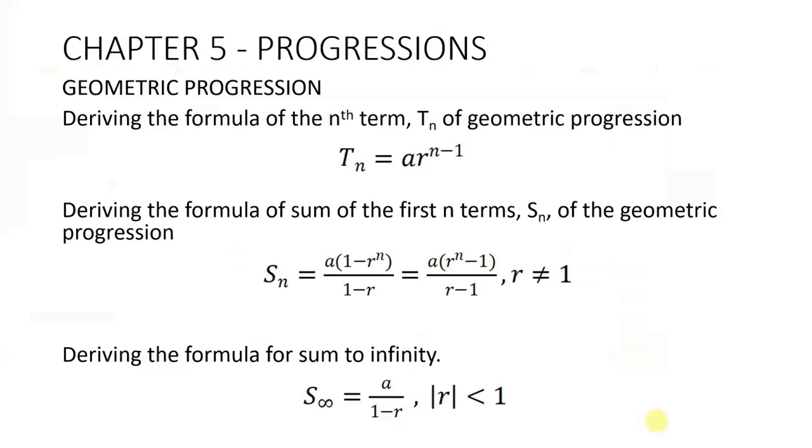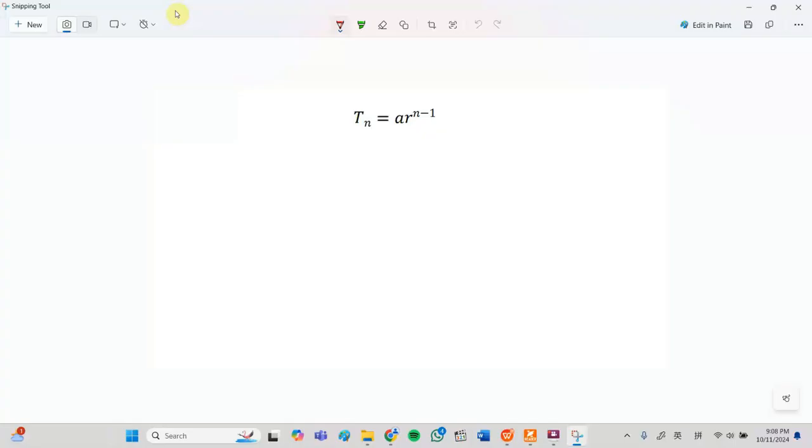Now, after we've done with arithmetic progressions, we have 3 more formulas from geometric progression, and we are going to look at the first one, how to derive the nth term or Tn of a geometric progression. So for geometric progression, when we list out all the terms, to get the second term, we multiply the first term by the common ratio, r. Okay, T1 times r, you get T2, T2 times r, you get T3.